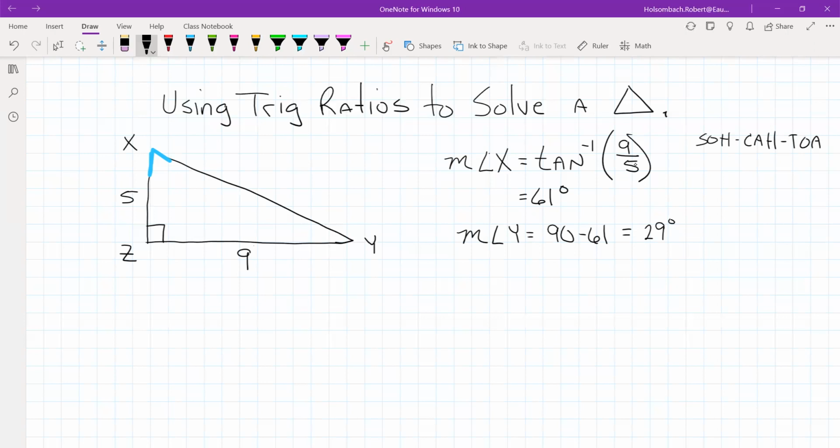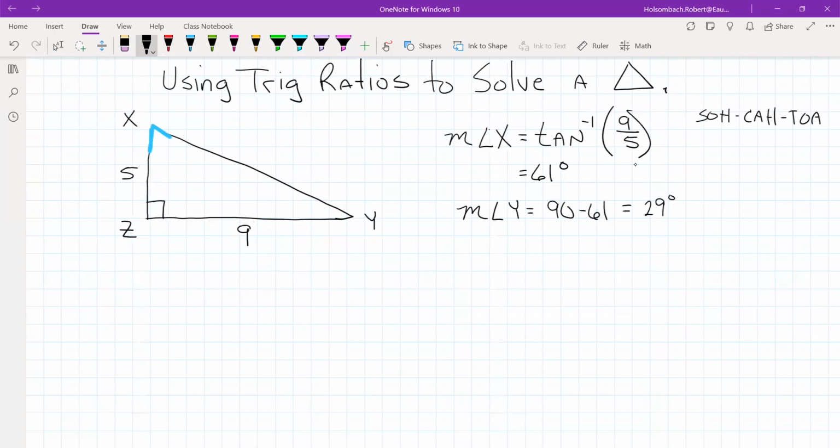Now, in this case, I think the simplest way to find XY is to use the Pythagorean theorem. So if we do 5 squared plus 9 squared equals XY squared. 5 squared plus 9 squared is 106. Find the square root of both sides. That's 10.29, rounded to the nearest tenth. So 10.3.